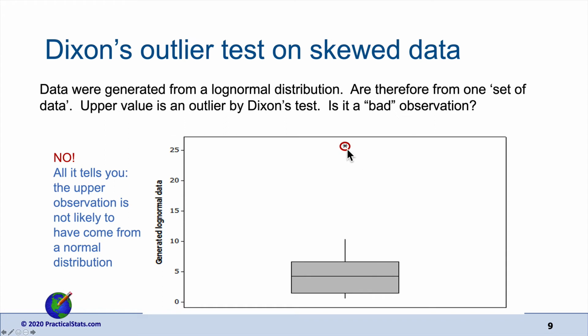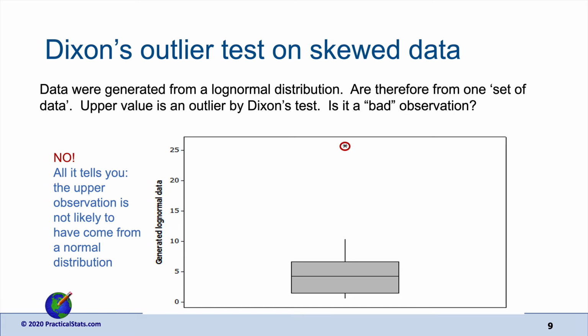But it does have this one outlier, which is not unusual when data come from a skewed distribution like a log normal. But then an outlier test, Dixon's test, was run, and it picked out this point as being an outlier. Does that mean that it's bad? The answer to that is no. It's just not a point that came from a normal distribution.